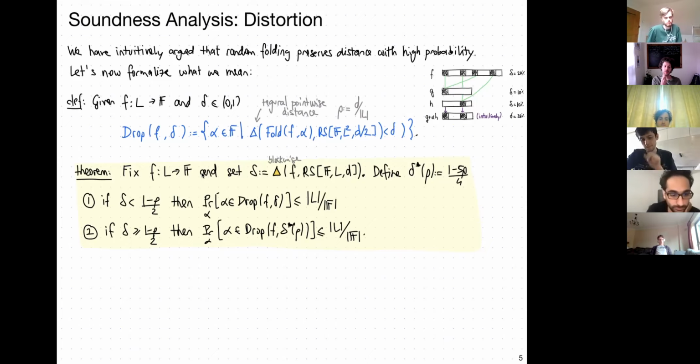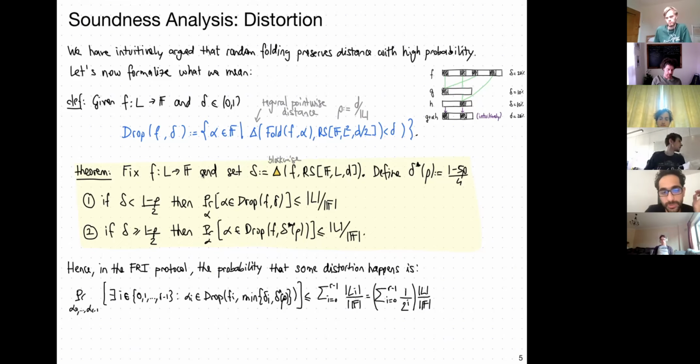Either way, the takeaway message from this theorem is that regardless of the distance of the function from the code, we will always be able to reject with constant distance. We might not preserve the exact distance that we started with, but it will always be some constant distance.